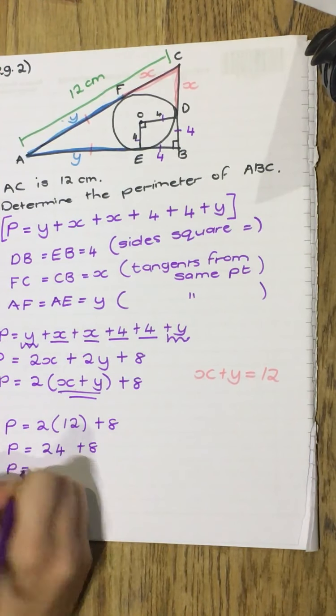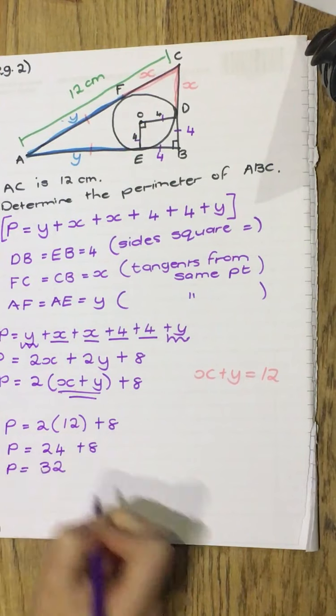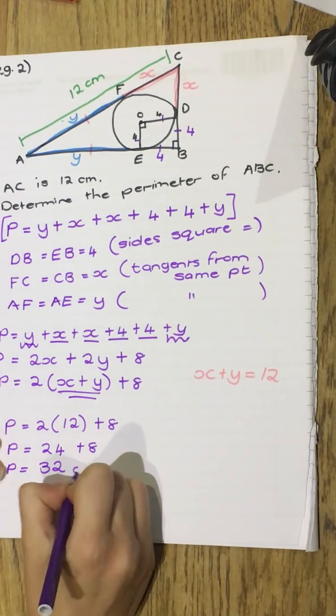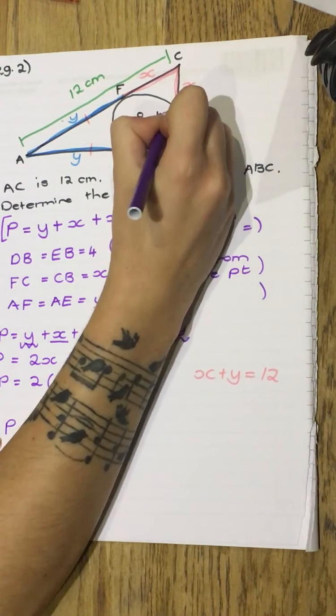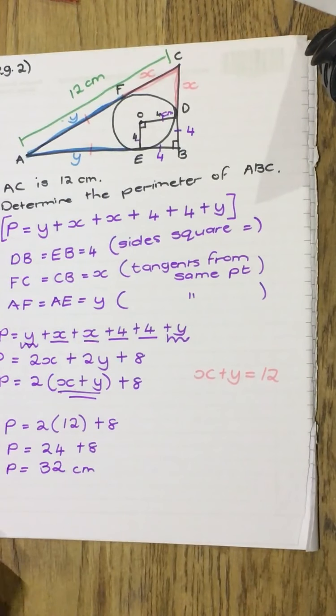So what is the perimeter here? 32. And I didn't write this in, but it's centimeters. They actually told us here 4 centimeters. Okay, so your unit will be centimeters, and your answer is 32 centimeters.